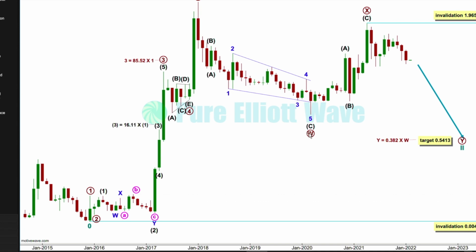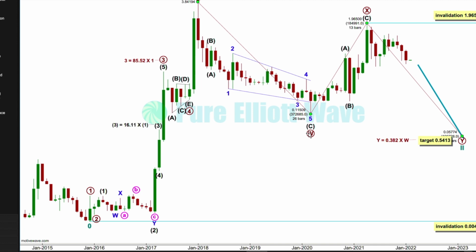But it is really deep. So, what if cycle 2 is a double combination and Y is just going to move price sideways? You'd expect Y to end about the same level as W. It doesn't have to move below W. Double combinations have a different purpose.